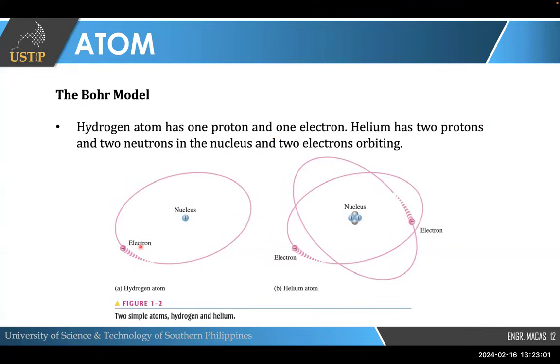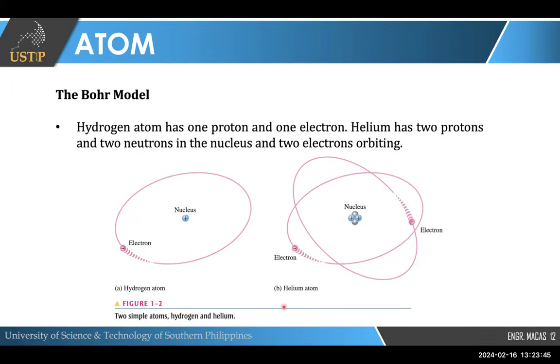All elements, except hydrogen. Hydrogen is the only one that is different from all, because it has no neutron. Its nucleus is composed only of a proton, and then an electron. Hydrogen is number one in the periodic table of elements. The number in your periodic table indicates your number of protons and your number of electrons, which are equal.